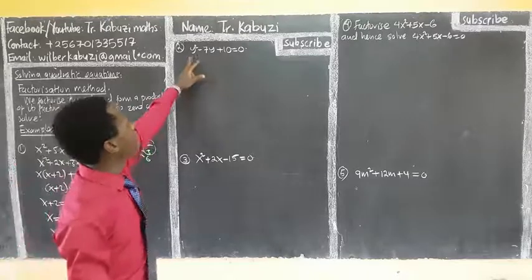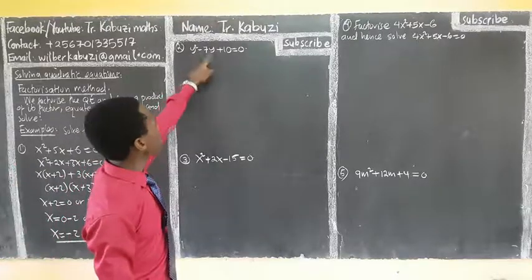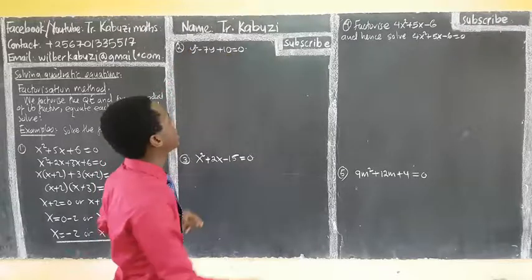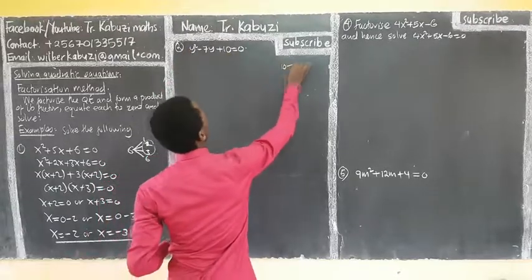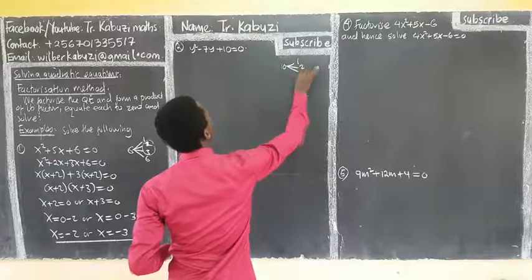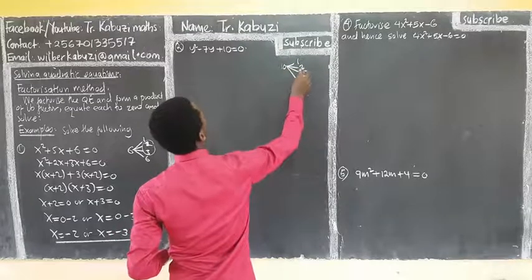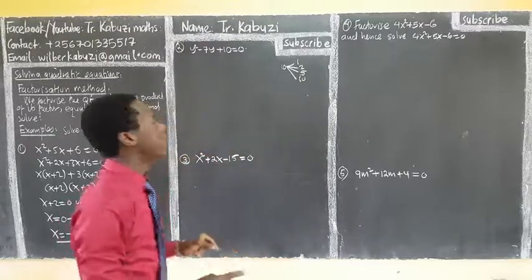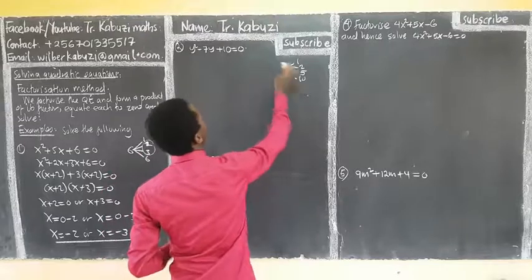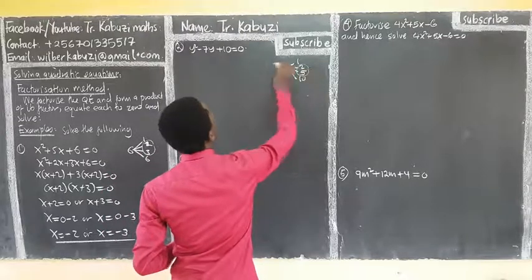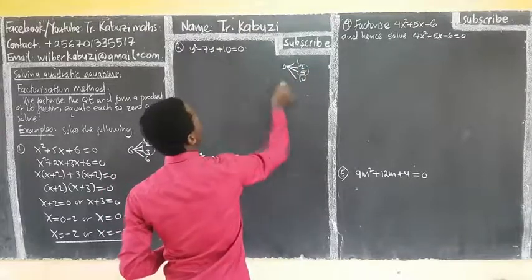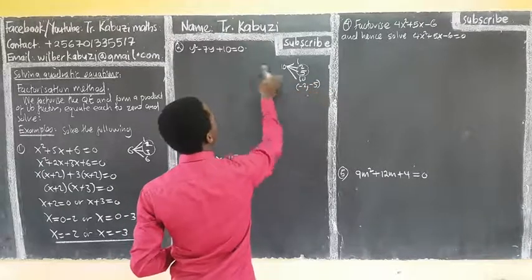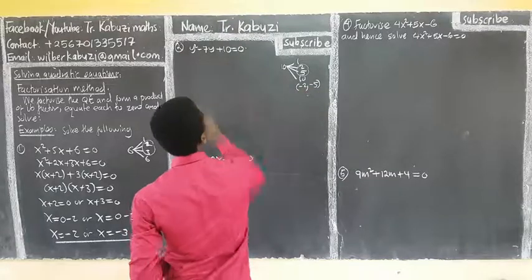Okay, now this one is in terms of y. The coefficient here is 1 times 10, we get 10. So now we get factors of 10: we have 1, 2, 5, and then 10. Because this is positive, it means those two should be of the same sign. When I sum these two, I get 7, but because I have the negative, the pair I'm going to take is negative 2, negative 5. When I multiply them, I get a positive 10, and when I add them, I get negative 7.